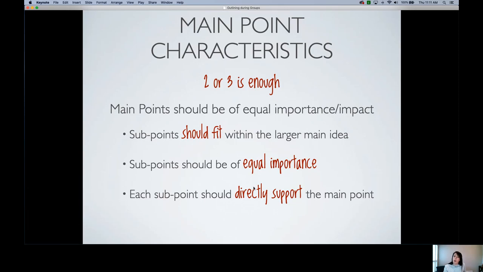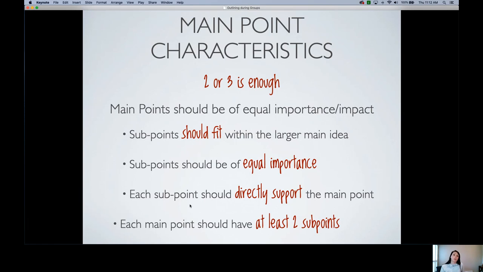Now, it seems obvious, doesn't it, that everything you say will support the main point, but a lot of times we get so flustered trying to put presentations together that we throw in information. Yeah, this sounds good, I'll use that. And we don't really consider whether it actually does support our main point in our thesis or not. So that's something to keep in mind.